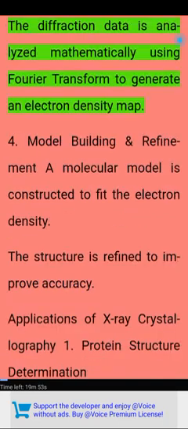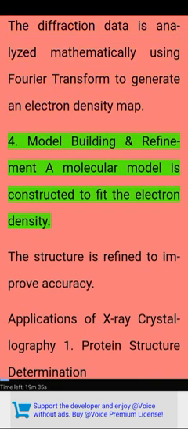3. Data processing. The diffraction data is analyzed mathematically using Fourier transform to generate an electron density map. 4. Model building and refinement. A molecular model is constructed to fit the electron density. The structure is refined to improve accuracy.